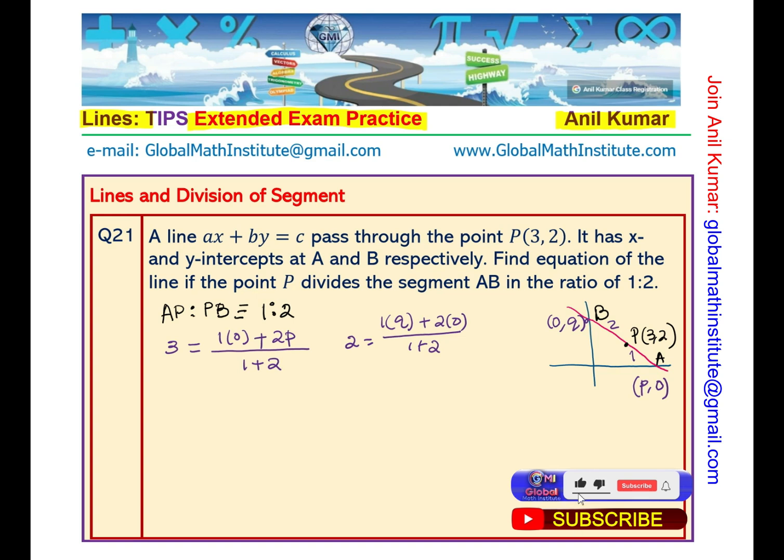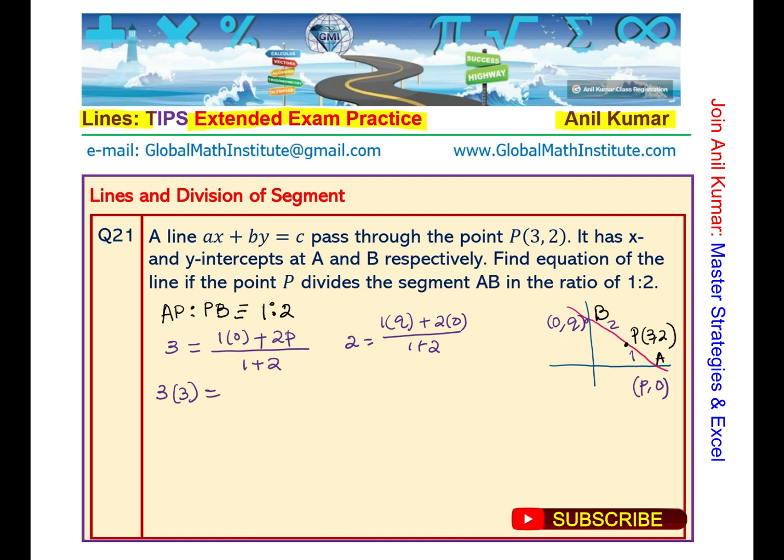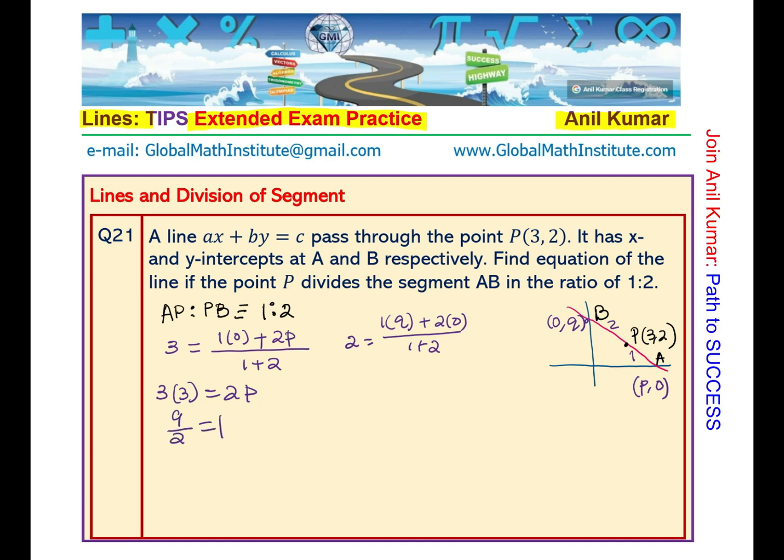Now, from here, we can actually find p and q. Let's cross multiply. So 3 times (1 plus 2), which is 3 times 3, equals 2p. So 9 divided by 2 is equal to p. On the other side, 3 times 2, we get 6 equals q. So q is 6. Now, since we know the x and y intercepts, we can find the equation of the line.